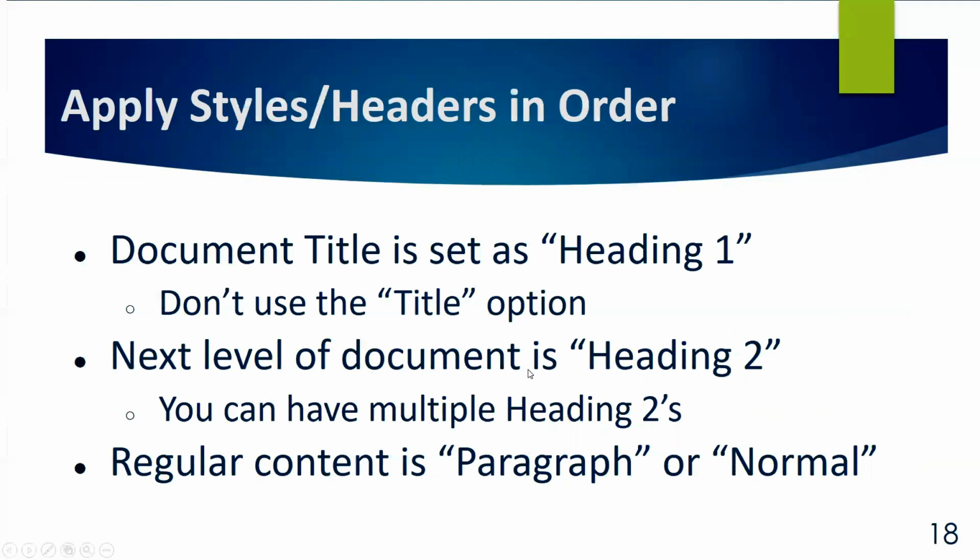And then the next level of document is heading 2, and you can have multiple heading 2s, and you never want to skip. So you never want to go from heading 2 to heading 4. You always want to stay in order because someone listening to your document will get confused as to, wait a minute, where do the heading 3s go? And then regular content, like let's say you get to your heading 2 and then you have a paragraph or 2 of information about that. That's just considered normal text or paragraph, depending on what program you're in. And that's fine. That's great.